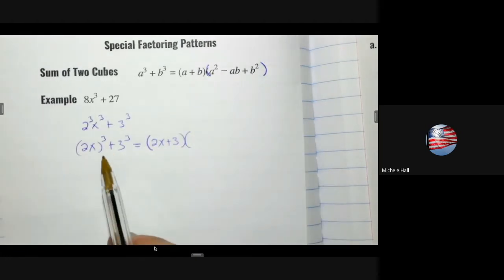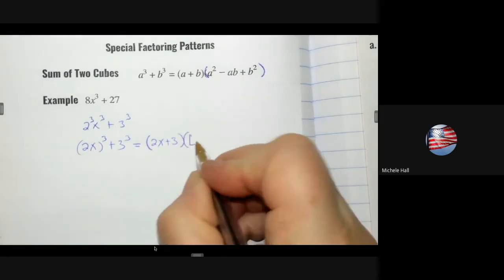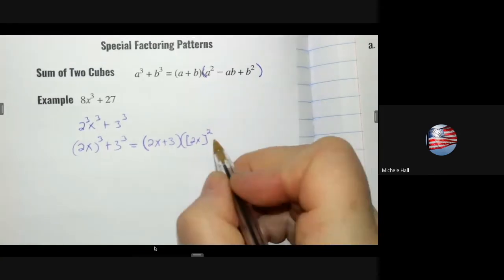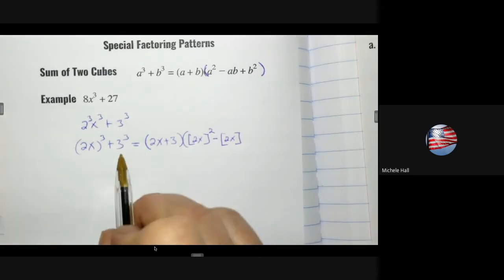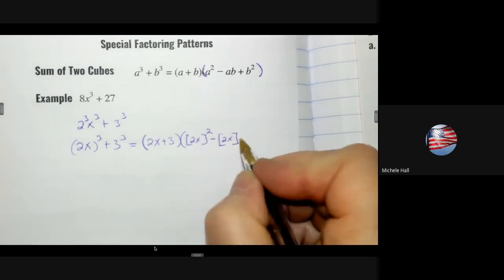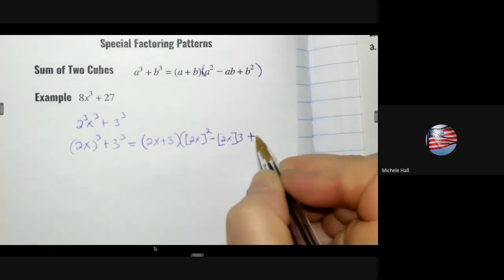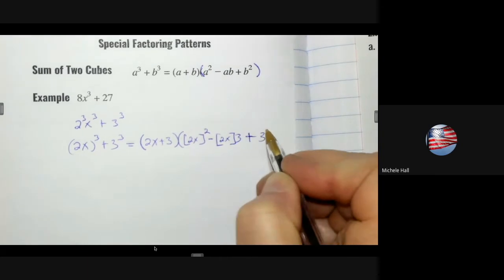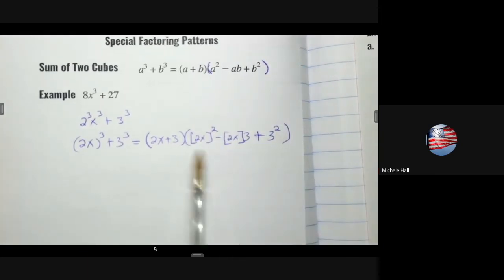Now it's a cube, so I've taken already one of the 2x's away. That leaves 2 of them. There are 2 of the 2x, and then it's minus. There is one more of the 2x, and this is where the second term comes in, 3. So we're multiplying by 3, and then we have, there are no more 2x's left, but there are 2 of the 3's, so 3 squared. That is the pattern.